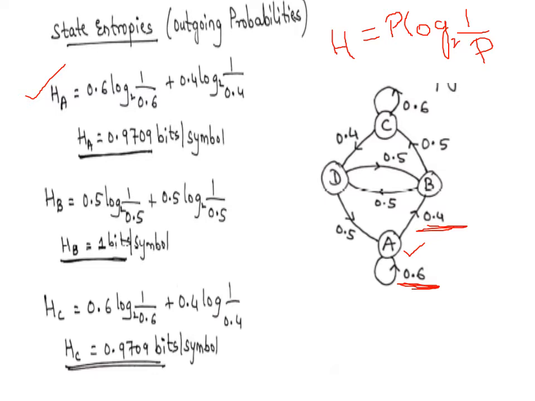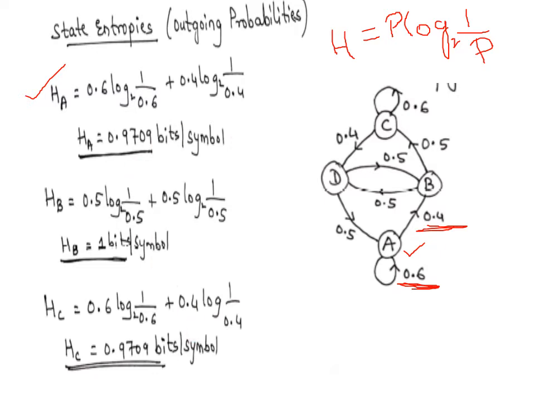So at state A, we have the outgoing probabilities as 0.6 and 0.4. So the equation can be written as 0.6 log of 1 by 0.6 plus 0.4 log of 1 by 0.4, based on this formula P log of 1 by P. And on simplifying, we obtain entropy at state A as 0.9709 bits per symbol. Similarly, we need to compute entropy at state B, state C as well as state D.